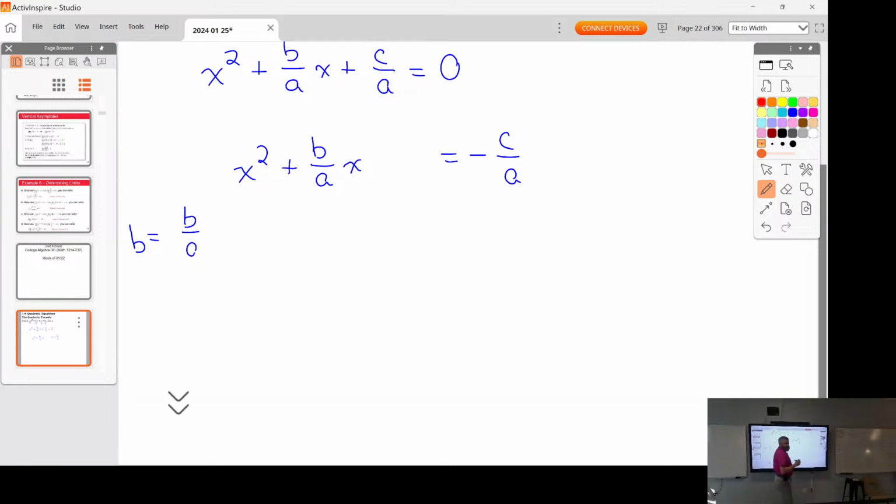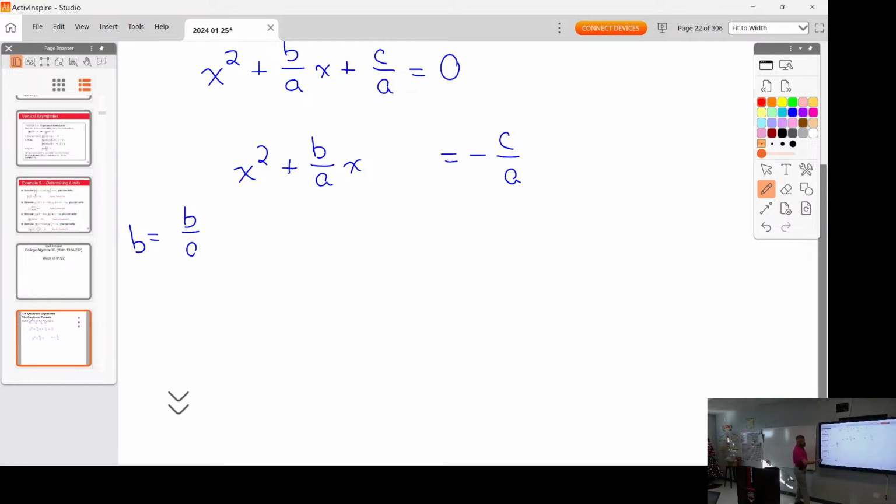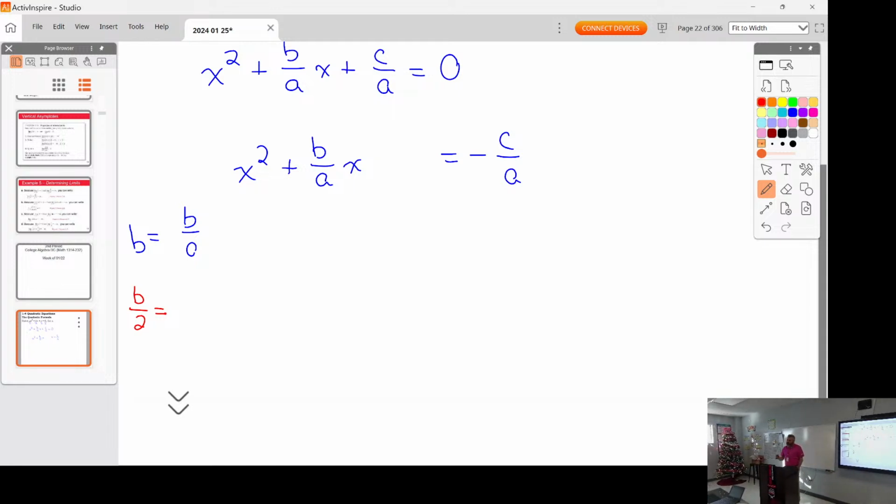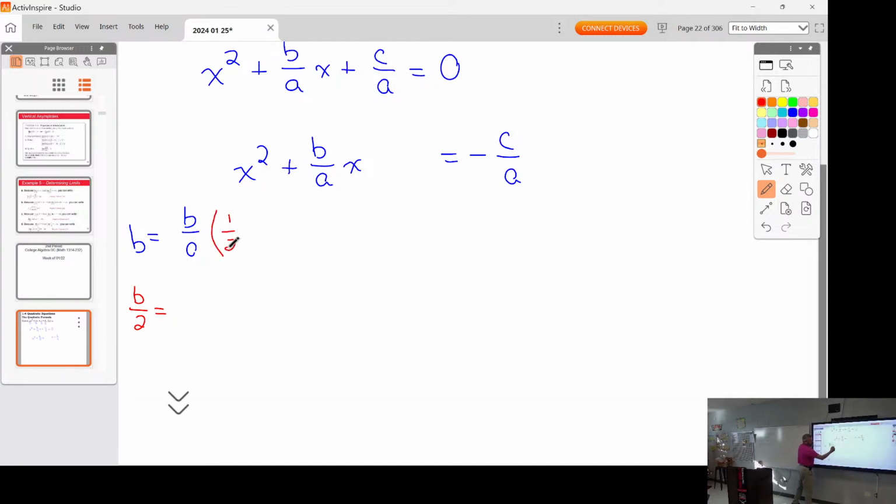And then what did I do? Took half of that, right? What is half of b over a? If I multiply b over a by 1/2, I'm multiplying a fraction times a fraction. You just go straight across, right? My numerator would be b, and my denominator is 2a. Okay?